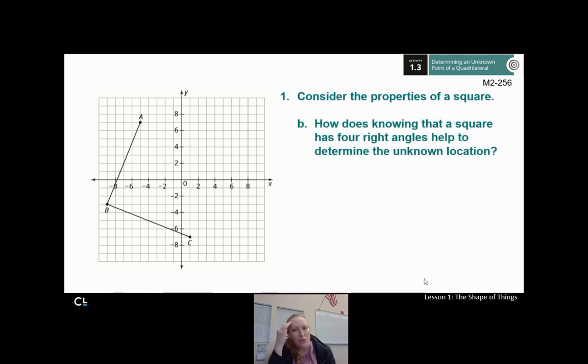Well, how does knowing that a square has 4 right angles help you, right? Squares have 4 right angles. So how would that help you find the unknown location? Go ahead and hit pause, jot down your thoughts on this, and then hit play to check your work.